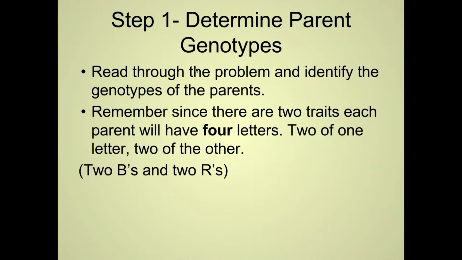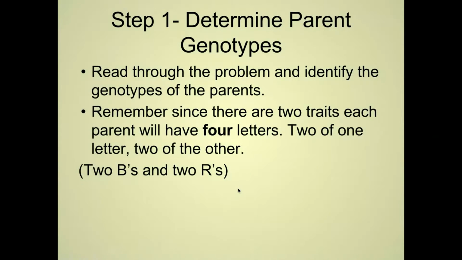The second step of this, and this isn't really anything different than what you did in your monohybrid problems, was to identify the genotypes of the parents. So remember, they're all word problems. You need to read through the problem and figure out what the different combination of letters is that the parents have. But what's important to note is that now we're talking about two traits, not just one. So each parent is going to have four letters. They're going to have two for one letter and two of the other. So in this case, it's two B's and two R's. So just like when you did maybe height, you used capital T, lowercase t.